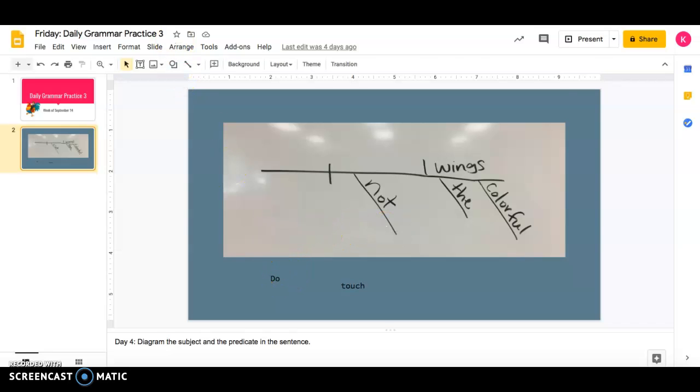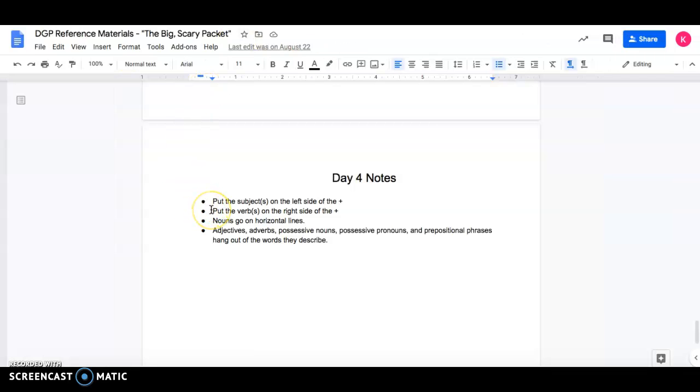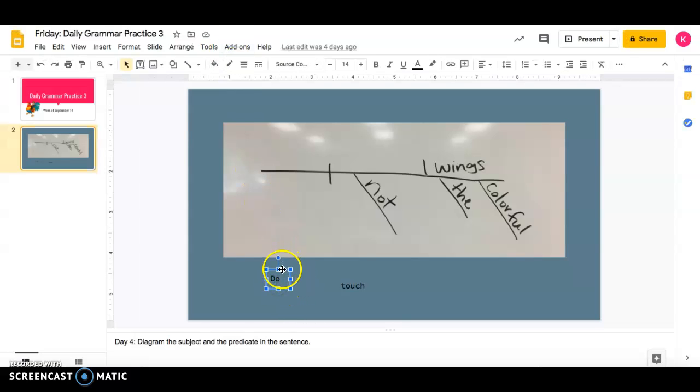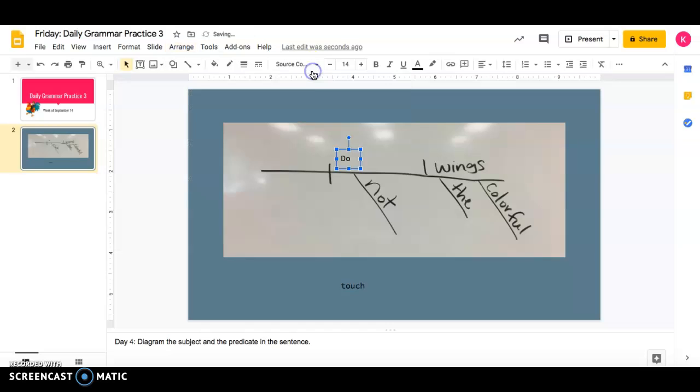So if we look back at our Monday notes real quick, what are our verbs? Our verbs are do from the word don't and touch. And just a refresher, we put the verbs on the right side of the plus sign. So if we look at our Friday, we're going to move do up here. Oop. Let's arrange that and send it bring to the front. Let's do the same thing with this before. This will all be fixed on y'all's. Okay, so our verbs go on the right side of the plus sign.